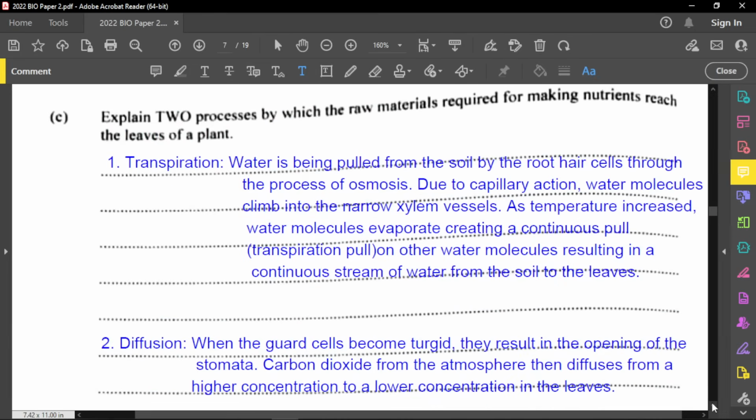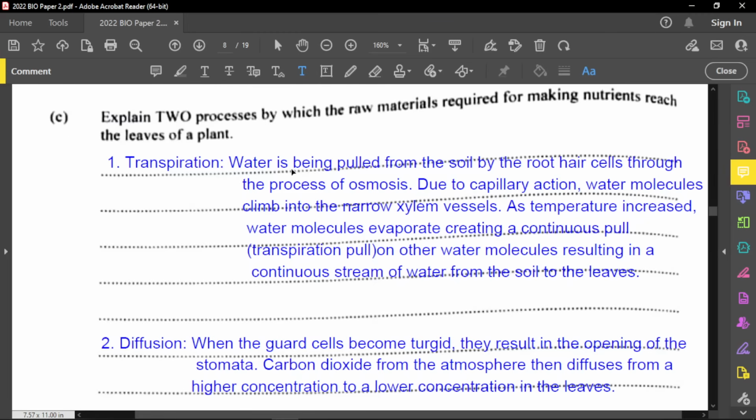All right, for part C, it said explain 2 processes by which the raw materials required for making nutrients reach the leaf of a plant. And so to make the nutrients, one of the processes is transpiration. And what transpiration does is to make water reach the leaves from the roots.